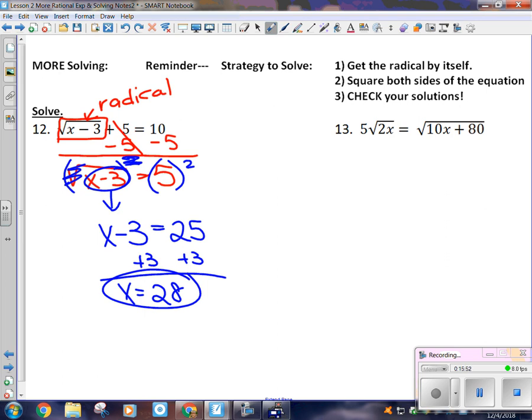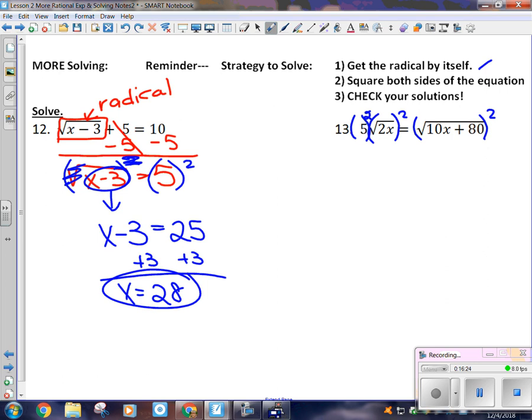What would I do in 13? This time I have a square root on both sides. So I've done everything I can to get the radical; it's already by itself. So I'm going to go straight to the step where it says what? Square both sides. But you have to remember to square every part of both sides. So I'm going to square the 5 that's on the outside, square the square root, and square the square root on the other side. Every single thing in the equation got squared.